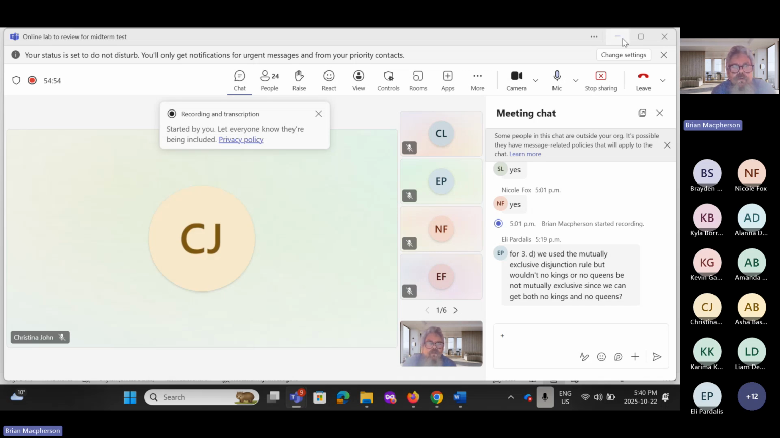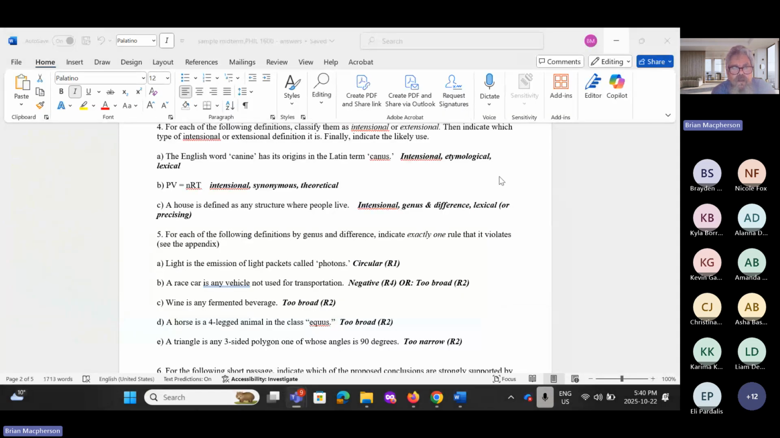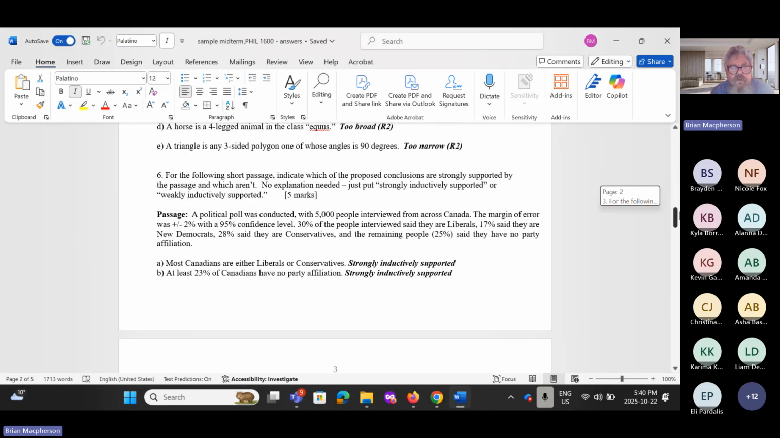All right, so let's go then to question number 6, my apologies. Okay, so now we go on to the next set of questions, number 6. Remember I had a lecture on inductive arguments, how to identify inductive arguments. I don't believe I have any questions on the midterm that ask you to tell me whether an argument is inductive or deductive. I just didn't put it on the test, so don't worry about it.